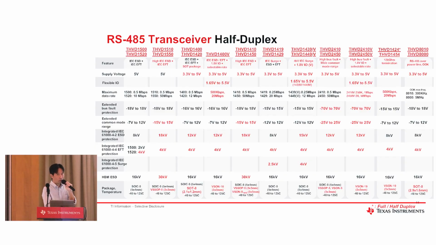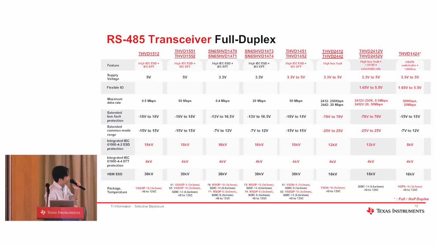So why do we have 2 groups of products with different power supplies? Because we provide customers with flexibility. For example, if your system only has 5 volt power supply rails, then this type of product is good enough. And in case your system has 3.3 volts or a range of power supplies, then you can consider this type of product here, which supports the range of power supply.